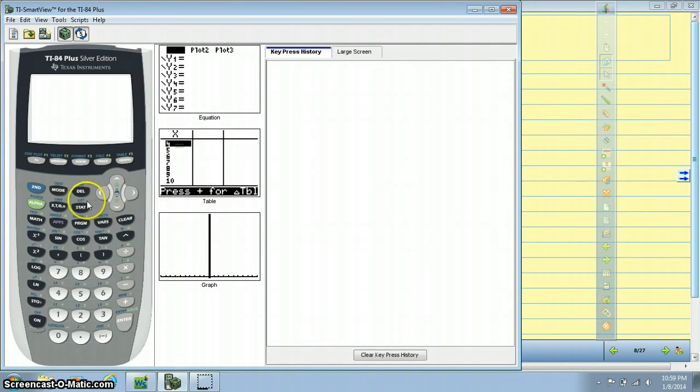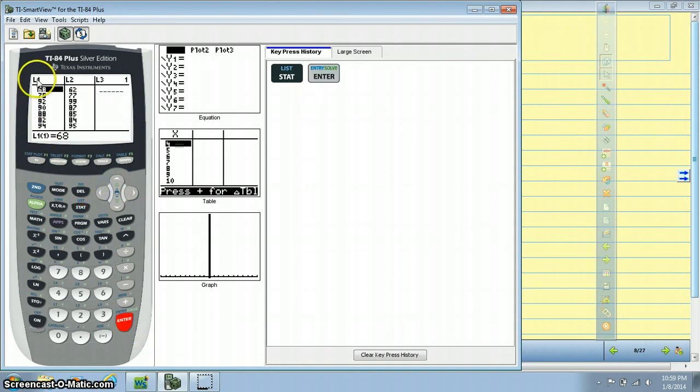And first thing we do is hit the stat button right here. And the edit button is already highlighted, so we hit enter. Now, there's two columns, L1 and L2, that we're going to use. We're going to put one set of numbers in L1 and the other set of numbers in L2. Now, I've already done that just to save some time, but you would hit the number such as the 68, which is the first number, and hit enter, and you would just keep going until you finish entering the numbers. Then you would move over to the next column and do the same thing.